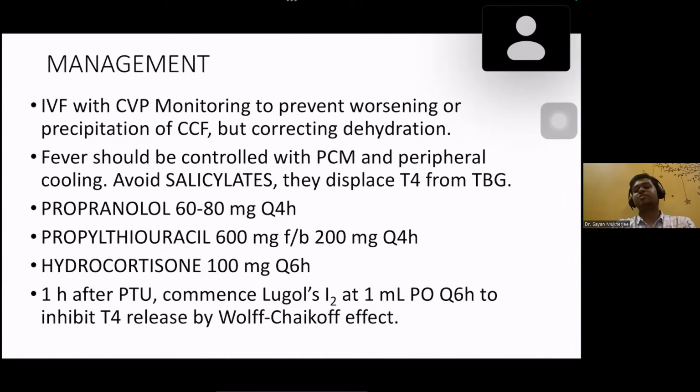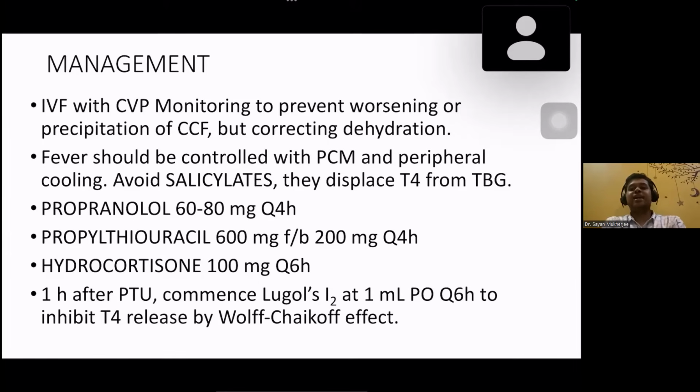So it comes as a solution, and we give the solution 1 milliliter every 6 hours. You don't need to remember the dose. It does something called the Wolff-Chaikoff effect and reduces the thyroid hormone release from the gland itself. Now, apart from that, the patients have fever, so you control that with PCM. Don't use salicylates, that's aspirin, because they can displace the thyroid hormone from the storage form in the gland. So it can exacerbate the symptoms of thyroid storm.